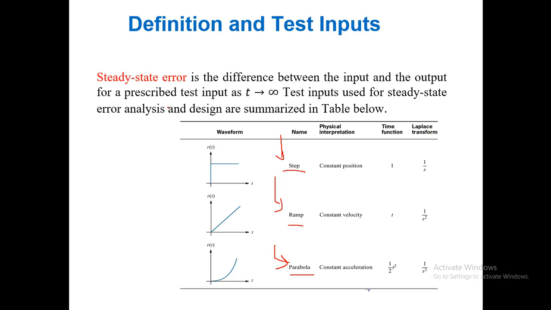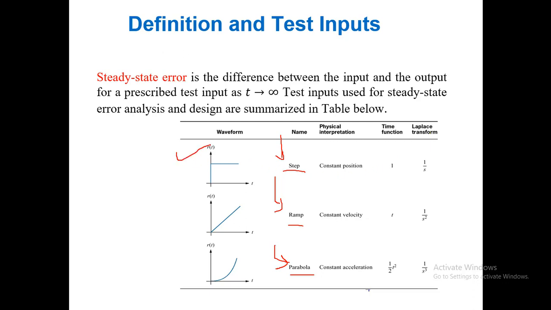So what is steady state error? This is the difference between the input and the output of a prescribed, means you have an idea about the output, and if you get the actual output and you compare it to the already known output, the difference is basically known as the steady state error. And these test inputs will be used for steady state analysis, error analysis, and design, and are summarized in the table below. So you can see that you know about this waveform.